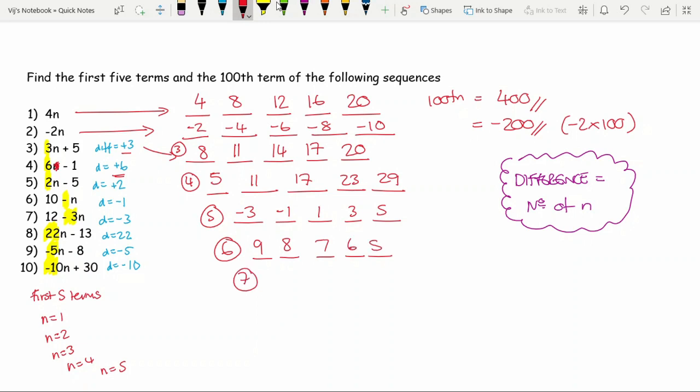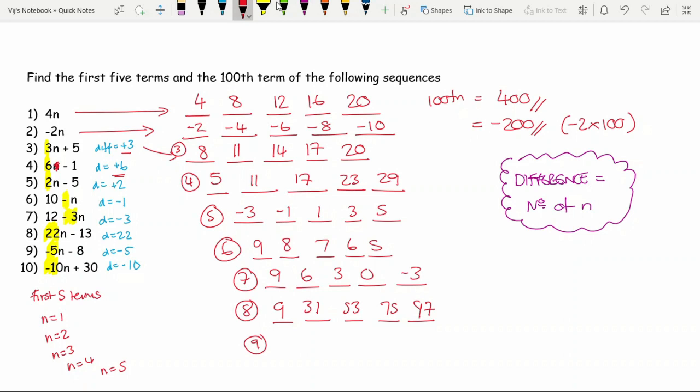For question 7, I've got 12 take away 3, which is 9, and the difference is going down in 3, so the next one's going to be 6, 3, 0, minus 3. For question 8, the difference is 22, so 22 take away 13 is going to be 9, and then all I'm doing is adding 22 to the previous number each time. So 9 plus 22 is going to be 31, and then add 22 gives me 53, then 75, and then 97.